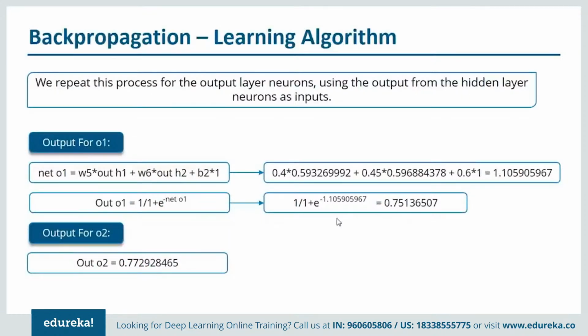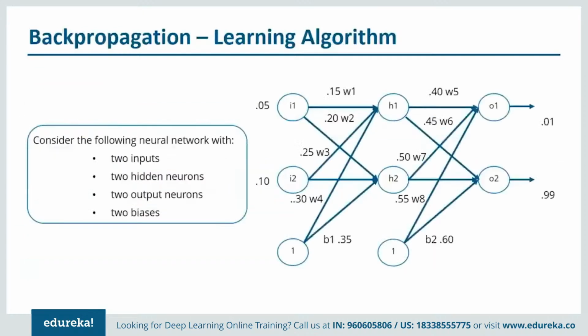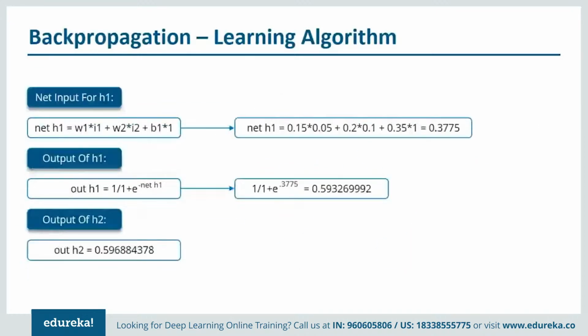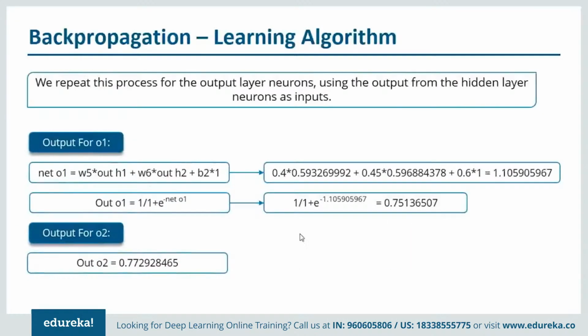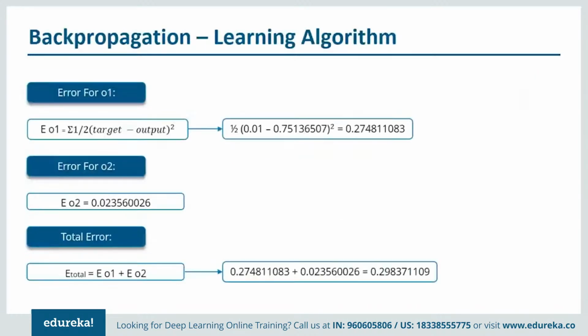Now, if you notice, this is not the desired output. Our desired output was 0.01 and 0.99. What we got instead was 0.75 and 0.77. So we need to update the weights. For that, we're going to calculate the error.